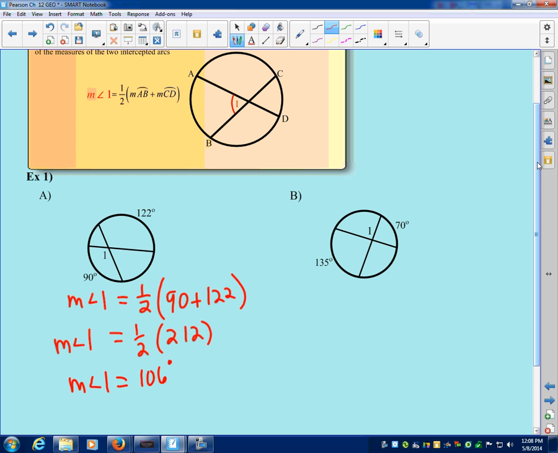So if you have two chords that crisscross in the center, just remember they make a plus sign, sort of. That plus sign should remind you to add up the two arcs and then divide by 2, and it will give you the measure of this angle.